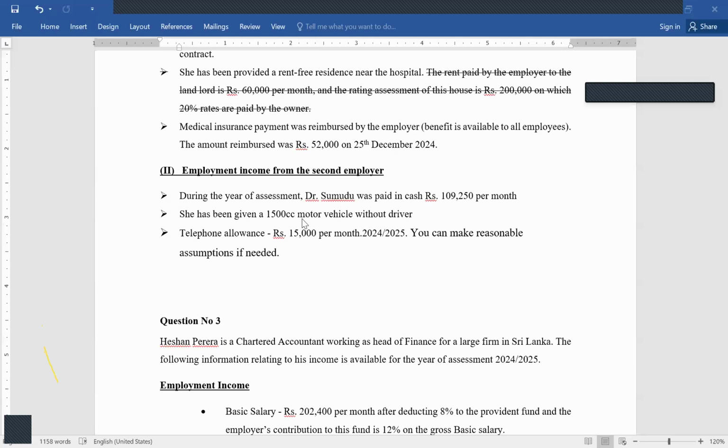But since this calculation is done by Dr. Sumudhu, it is not necessary to apply table 7. She can calculate it using this kind of Excel format. The next one, she has been given a motor vehicle without driver. Now she has received a motor vehicle. So what is the benefit for this motor vehicle? What is the benefit?